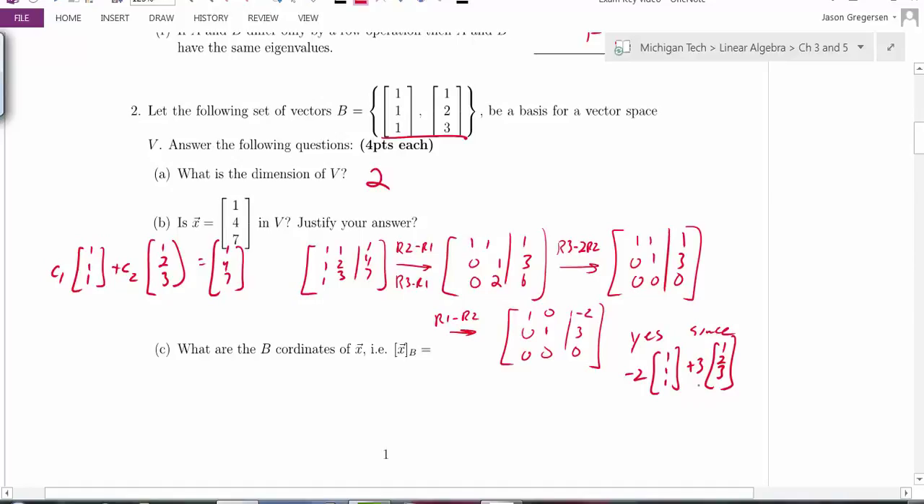And part C says, what are the coordinates of x in terms of this basis? So that's how that's written. And really, that's just asking for those values for C1 and C2. It's what are the weightings of the basis vectors that bring us to this vector. So in this case, my coordinates in terms of this B basis would be -2, 3. Now notice the coordinates here only have two components. It's going to have one component for each of the basis vectors that I'm working with.